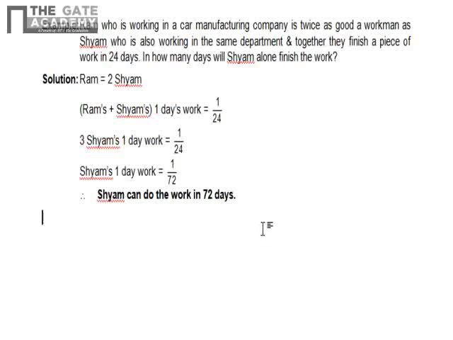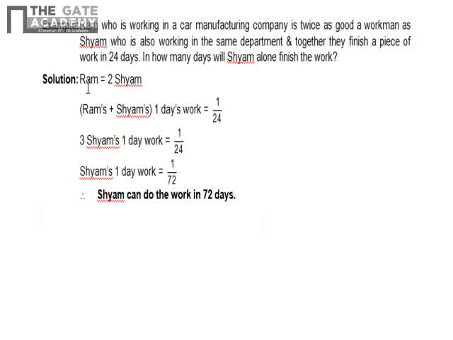Here it is given that Ram, who is working in a car manufacturing company, is twice as good a workman as Sham, who is also working in the same department, and together they finish a piece of work in 24 days. In how many days will Sham alone finish the work?